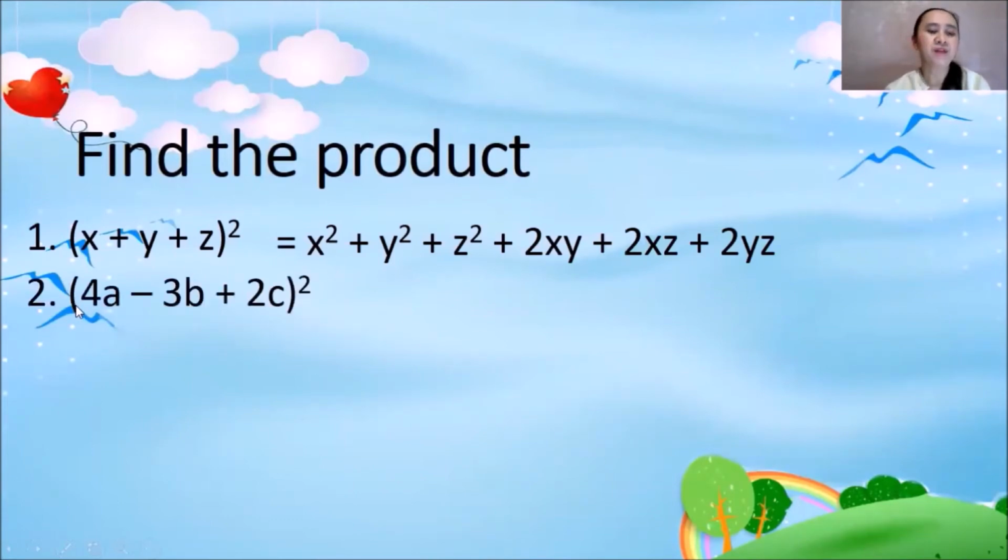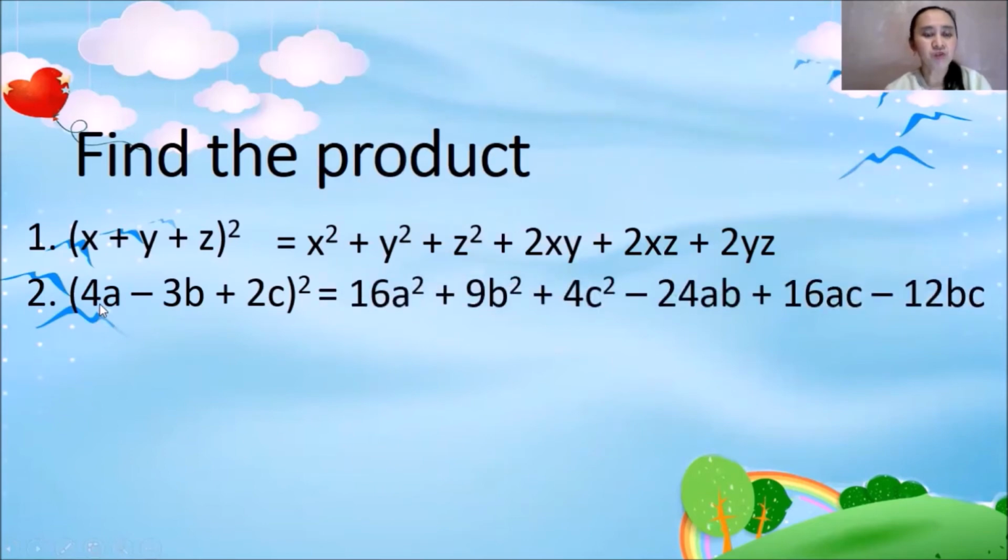Next, example, the quantity of 4a minus 3b plus 2c squared. So, square the first term. 4 times 4 ay 16. A times a ay a squared. Square the second term. Negative 3 times negative 3 is positive or plus 9. And b times b ay b squared. Square the third term, 2 times 2 ay 4 plus 4. And c times c ay c squared.